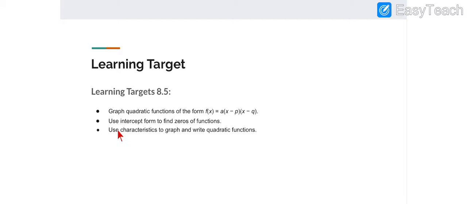Here are the learning targets for this lesson. Please make sure you're writing them down. Words like finding the zero and graphing them are going to be important things as we use this intercept form or factored form.